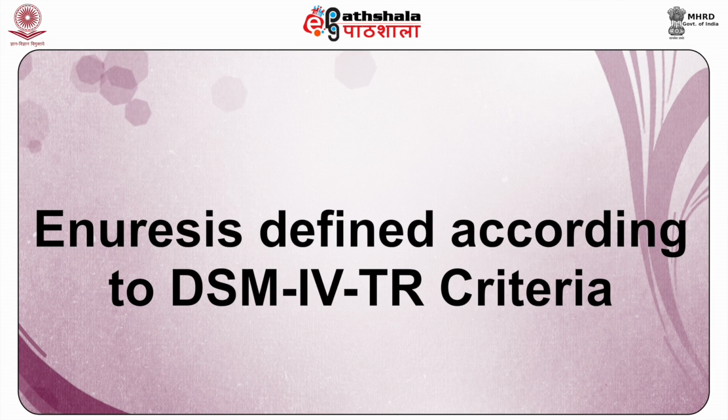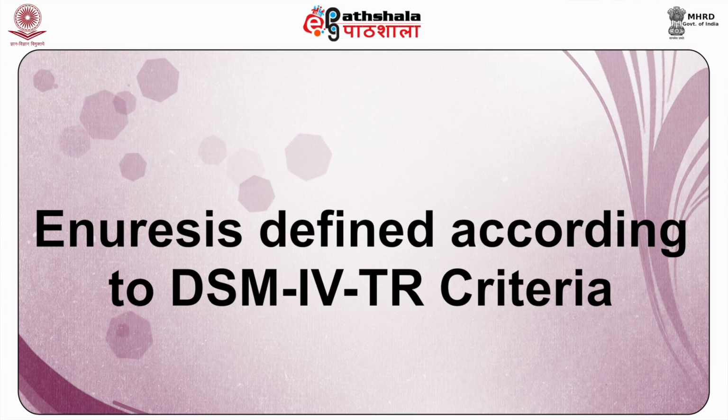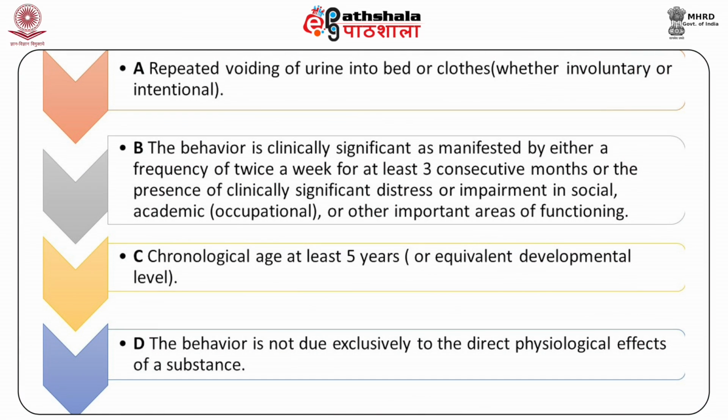Enuresis is defined according to Diagnostic and Statistical Manual 4-TR criteria: repeated voiding of urine into bed or clothes, whether involuntary or intentional. The behavior is clinically significant as manifested by either a frequency of twice a week for at least 3 consecutive months, or the presence of clinically significant distress or impairment in social, academic, occupational, or other important areas of functioning. Chronological age is at least 5 years or equivalent developmental age.